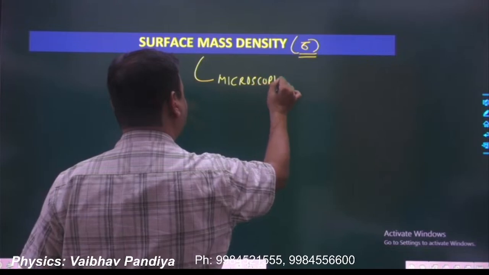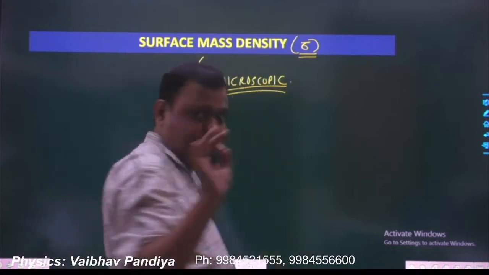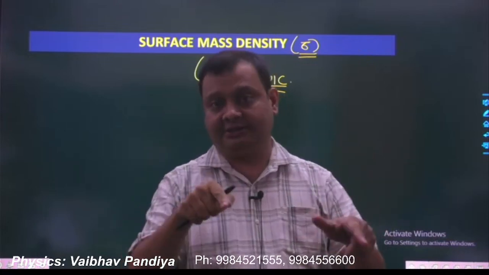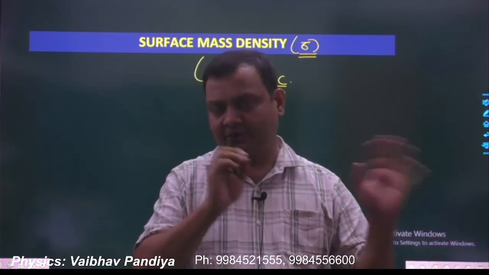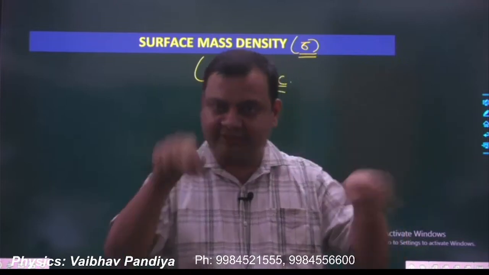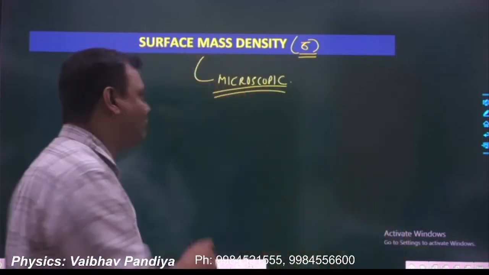That is the property of a point of the object. It may vary from one point to another point in the same object. Any density, surface, linear, or volume may vary from one point to another point on the same object. That makes it a microscopic quantity.